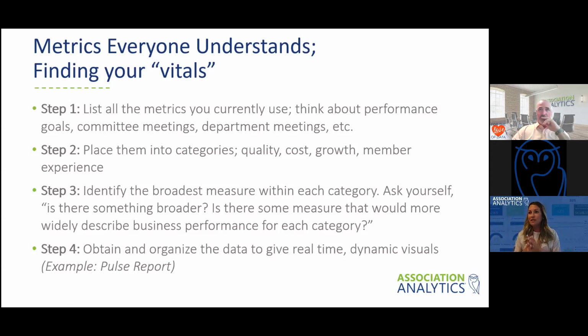And so this is stuff anybody can do. It's just a matter of going through the framework and doing it. So ask yourself, is there something broader? Is there some measure that would more widely describe the business performance in each category? And hey, guess what? You have your vitals. In this example, you would have 4 of these. Like I said, a handful, 5 or 6 would be fine.